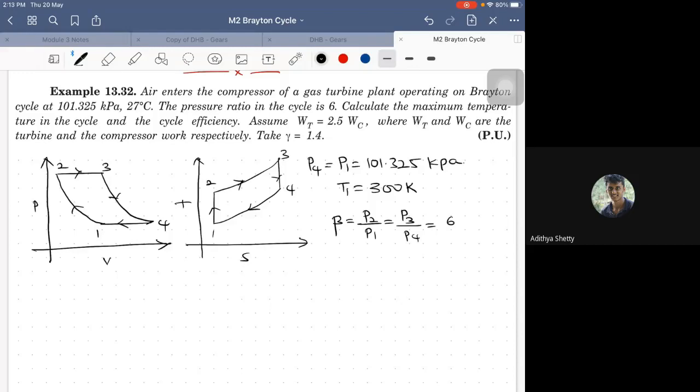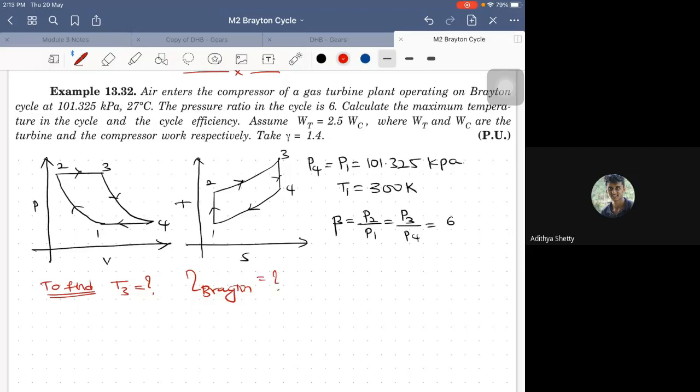Calculate the maximum temperature in the cycle and the cycle efficiency, he says. What should we calculate? To find T2 and T3. Maximum temperature, so which one is maximum? T3. Okay, so T3 is maximum. So maximum temperature T3 you have to find out. Next, cycle efficiency. Efficiency of the Brayton cycle you have to find out.